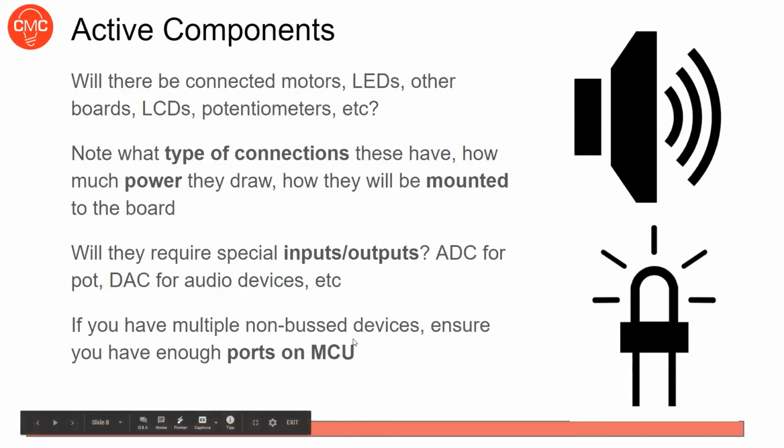Again, if you have too many devices like sensors that can't all be on a bus, like SPI, right? If you have a serial device, make sure you have enough ports on the microcontroller to support all those devices. You can't have 6 serial devices on an MCU with only 2 serial ports. That's incompatible.